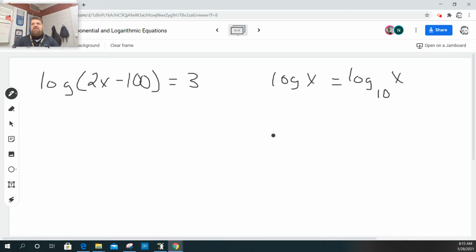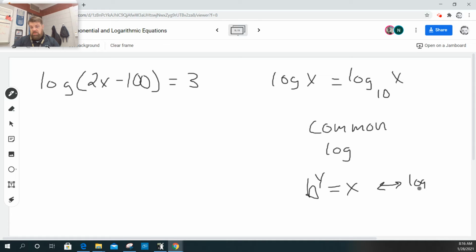We just don't write the 10 down, right? And so that's called the common log. Now that's going to be important to keep in mind because remember that we've got this b to the y equals x, which is the same as the log base b of x equals y, okay?